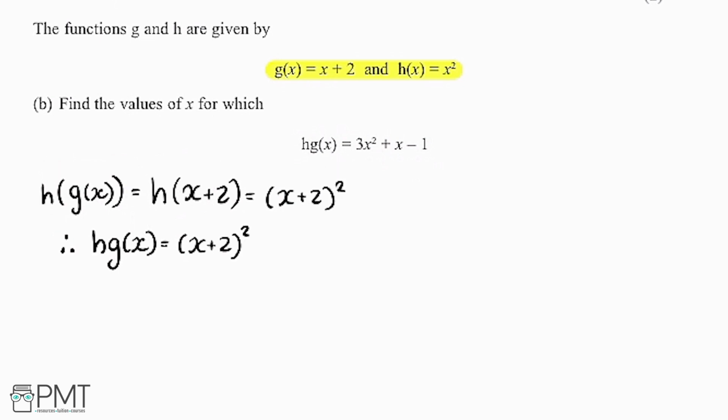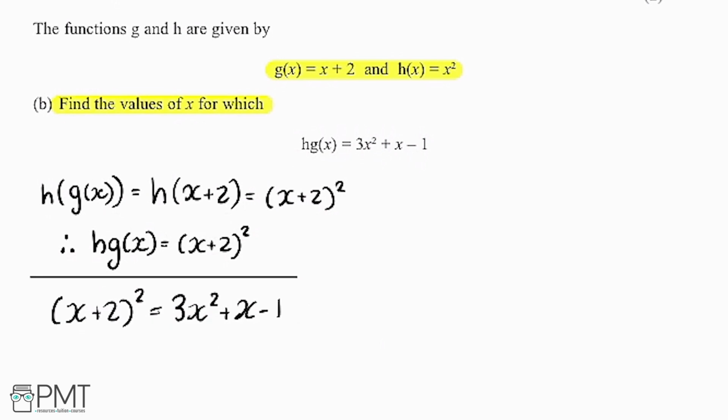Okay, so we need to find the values of x which make this equal this. So what we're going to do is set them equal to each other. So x plus 2 squared equals 3x squared plus x minus 1. What we've now got with this is an equation. Now if we solve the equation, we'll get the values for x for which this is true.